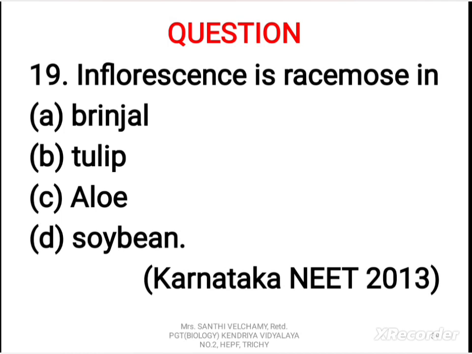Now next question: inflorescence is racemose in A. brinjal, B. tulip, C. aloe, D. soybean. The correct answer is soybean. Racemose inflorescence is also called indefinite or indeterminate type of inflorescence. Growth of the peduncle is indefinite, so flowers develop in acropetal succession, that is, mature flowers are towards the base and younger ones towards the tip of the peduncle. Soybean belongs to the family Fabaceae, which has racemose inflorescence. So soybean is the correct answer.